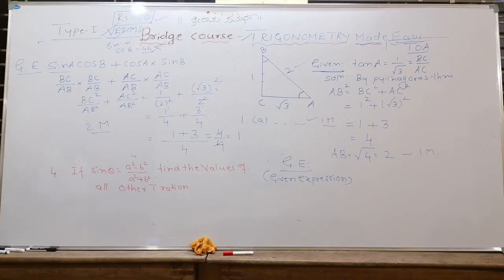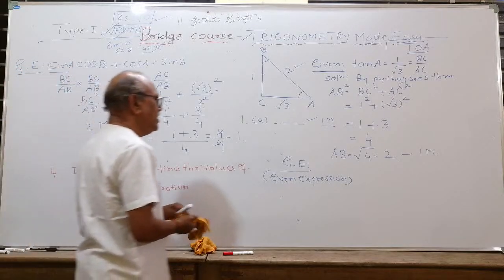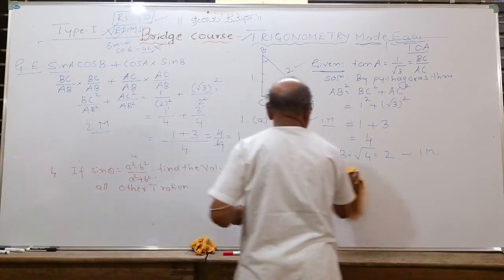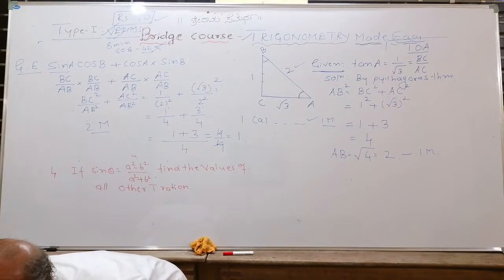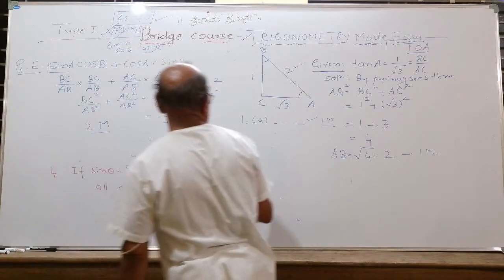Let us move on to the last one. Intentionally, I have given some lengthy question. Find the value of all other t ratios. Okay, shall I move on? Has anybody got any doubts? No? Okay, very good.